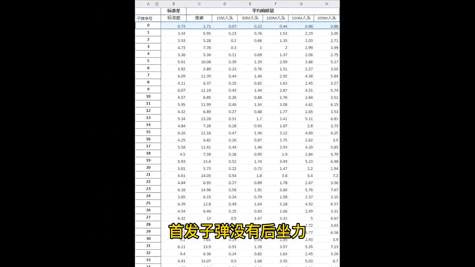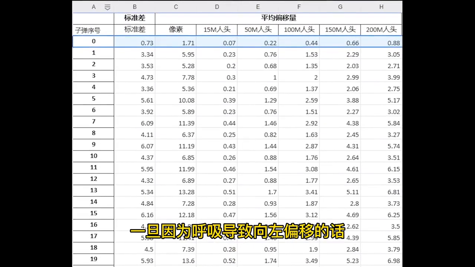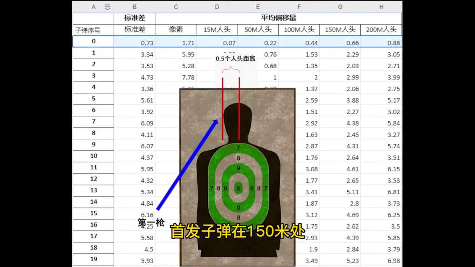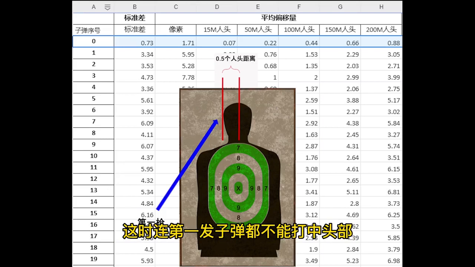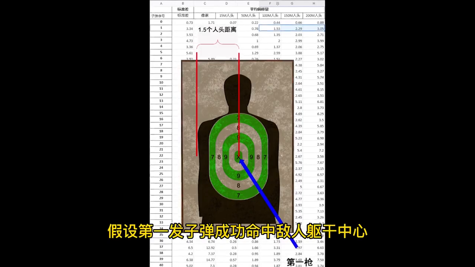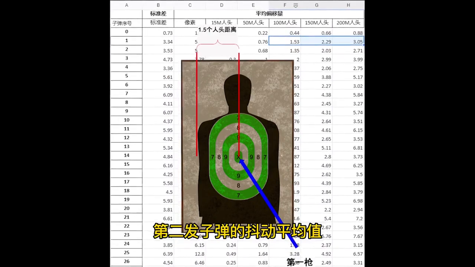The first round has no recoil. It's only affected by breathing. Assuming the pre-sight is accurate enough, once it shifts to the left due to breathing, the first shot at 150 meters would already be offset by about 0.66 head width, making it impossible to hit the head with the first shot.